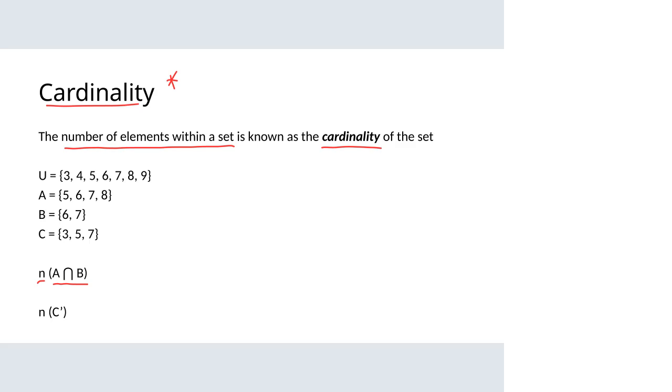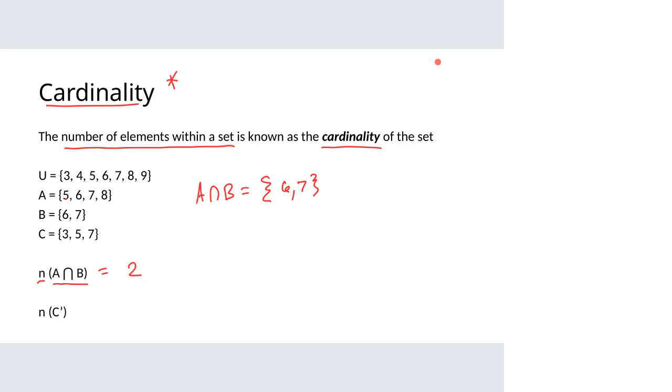So the number of elements in A intersect B, first I'll have to find A intersect B, and that's, let's see, looks like 6, 7. And so the cardinality of that set, the number of elements in that set, is just 2. We don't use braces, it's just a number. Our answer is just 2.